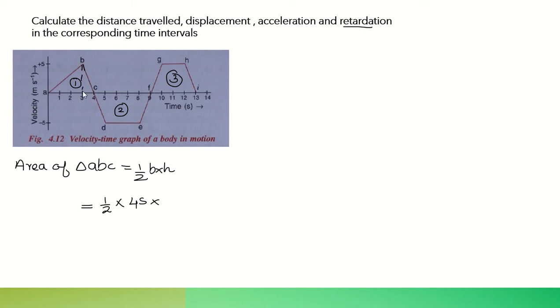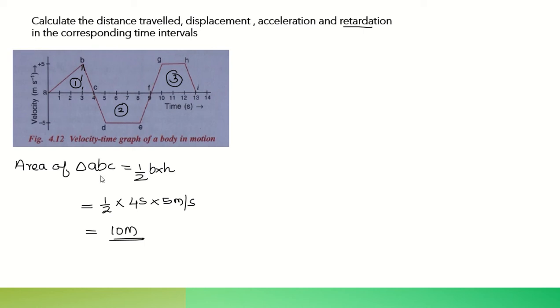Height is this, right? So height is 5 meter per second. So you will be getting 5 into 4, 20. 20 divided by 2, 10 meters. Because we multiplied 4 seconds into 5 meter per second. So the area of the triangle ABC will give you 10 meters because the area under the graph of a velocity time graph will give you the distance.